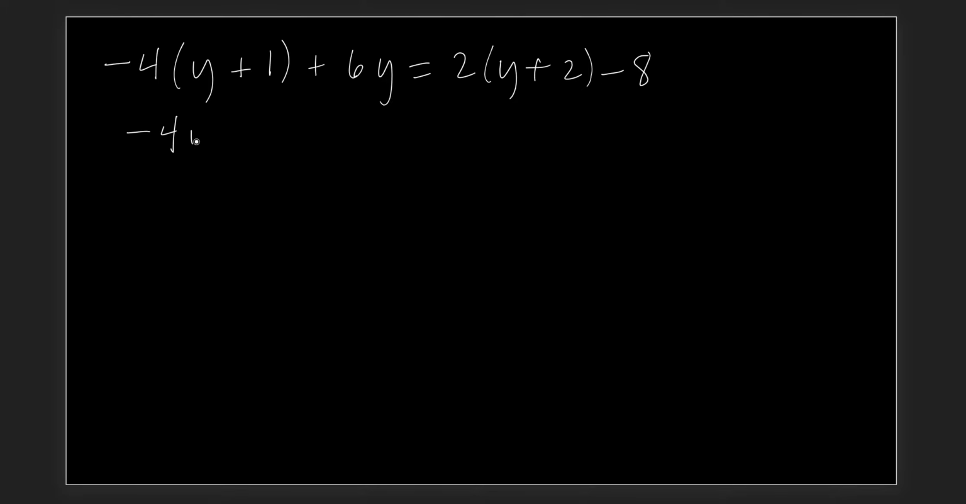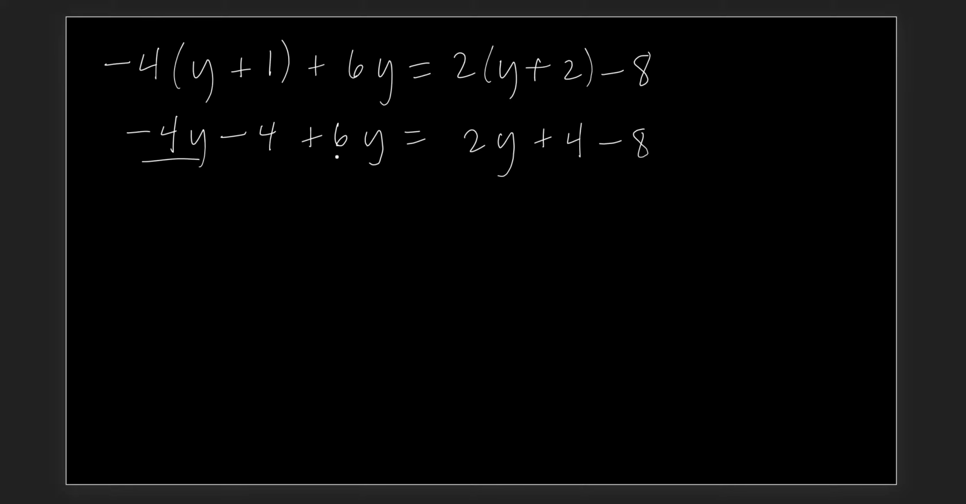So negative 4 times y is negative 4y. Negative 4 times 1 is negative 4. Write down everything else. And then 2 times y is 2y. 2 times 2 is 4. And then the minus 8. And if I write this line right under this line, I'm likely not to forget accidentally one of these terms.